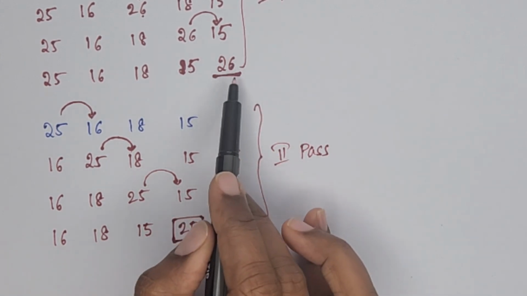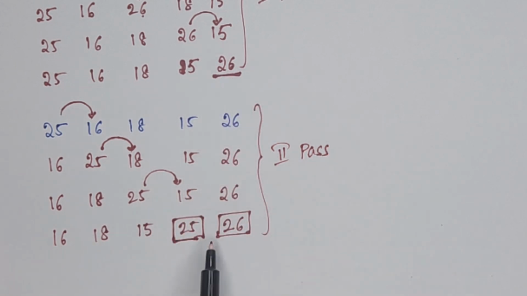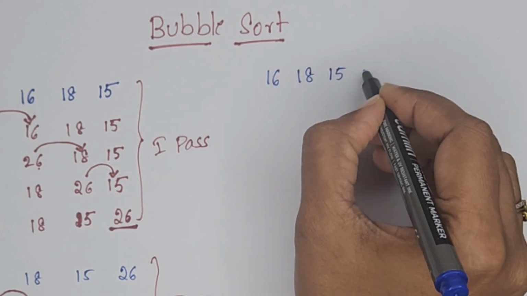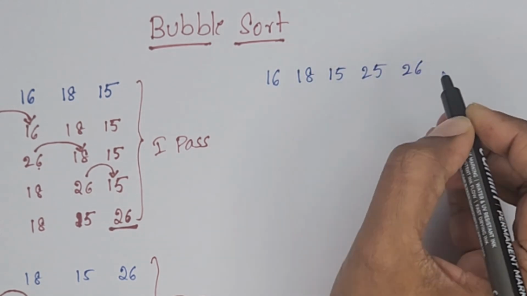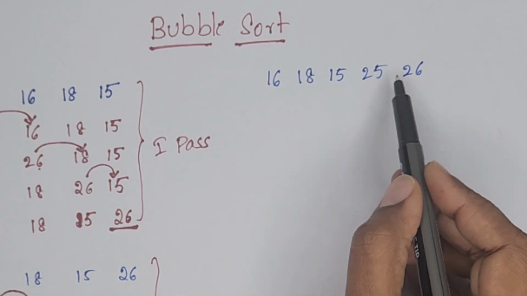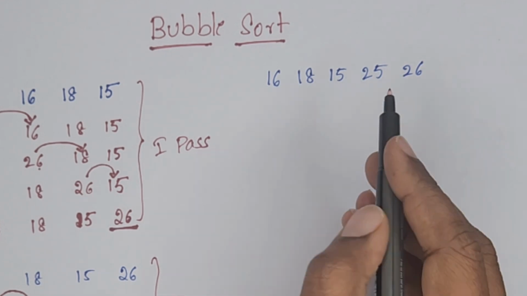So after the first pass the last element will be in sorted order. After the second pass the last two elements will be in sorted order. Again the remaining elements we have to sort. Again I am going to write the elements: 16, 18, 15, 25 and 26. Now the last two elements are in sorted order, so no need to compare. Now we have to compare only the first 3 elements.